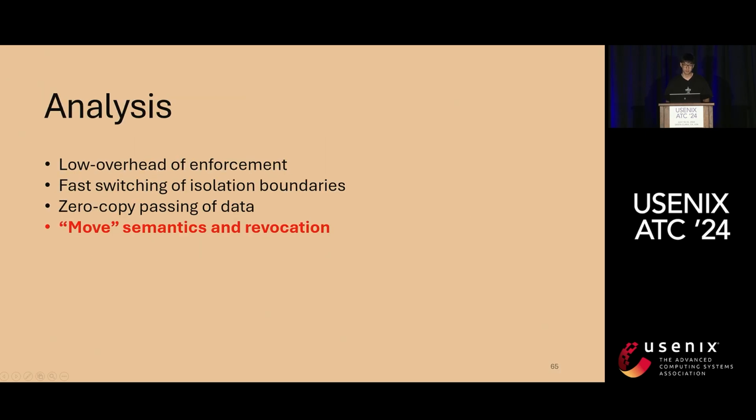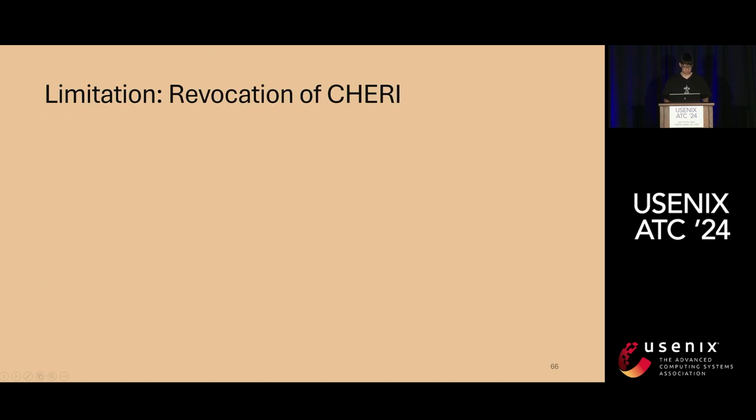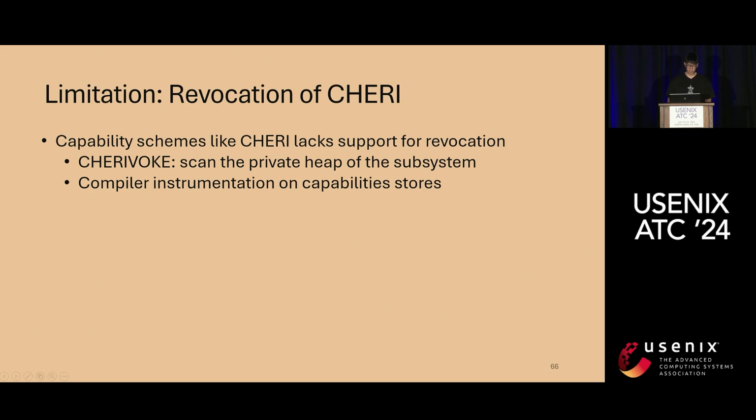Although it might sound easy, supporting revocation is very challenging. Capability schemes like Cherry lack support for revocation. Currently, some software solutions are proposed. CHERIvoke scans the heap of isolated domains to revoke all stored capabilities on the heap. The compiler instrumentation we use in this work tracks all the stored capabilities and revokes them upon domain exit.